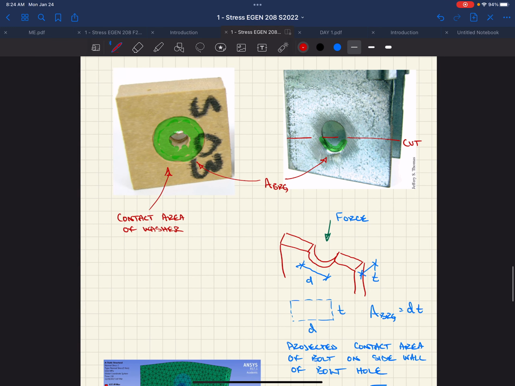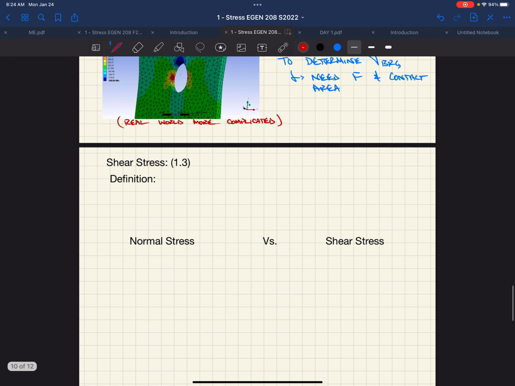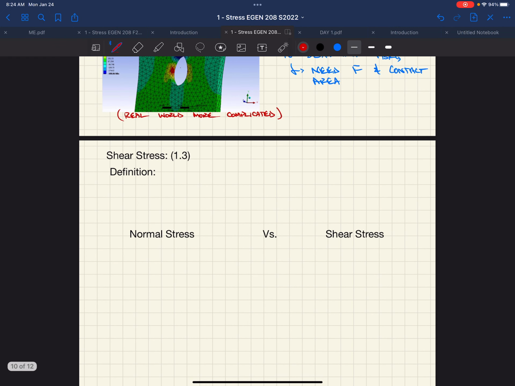So again, there are some simplifications in this process, but in general, it gets us really close. All right, so that would be normal stress, bearing stress. Now we have shear stress. We've looked at stress that is perpendicular to an area. Now we're going to look at stress that's parallel to an area. Normal stress was the intensity of a force on an area that's perpendicular to the applied force.